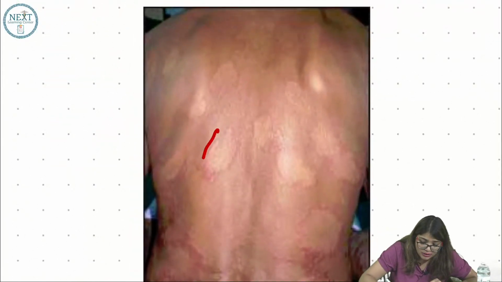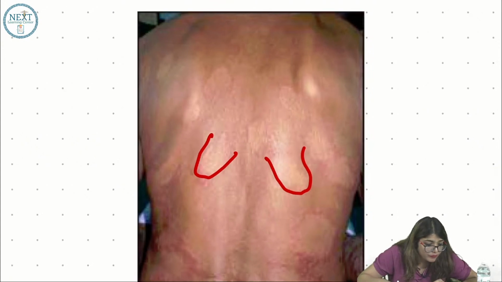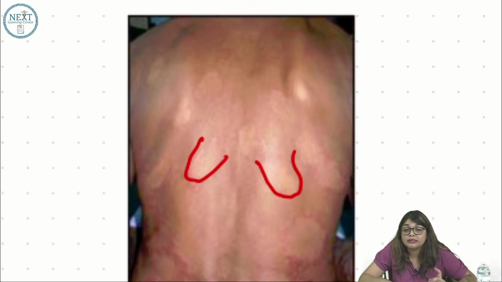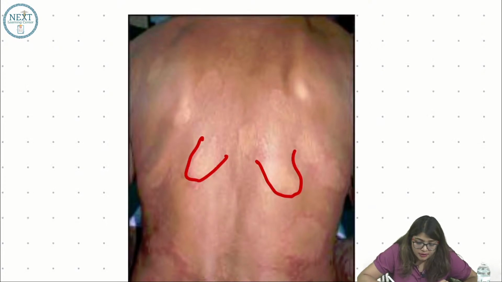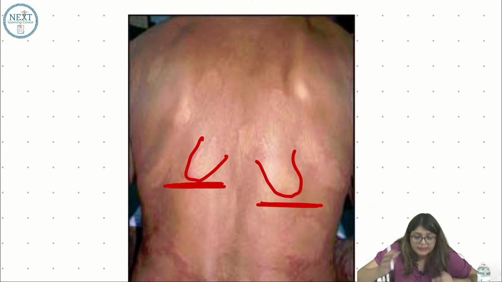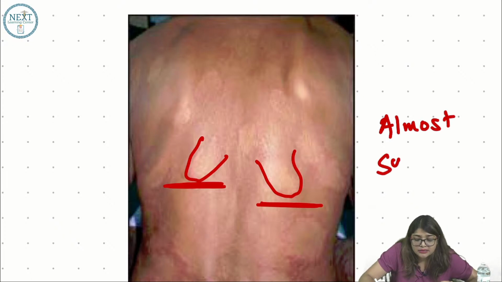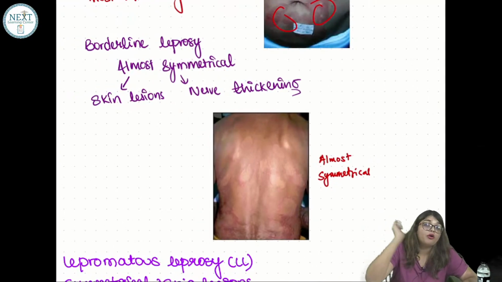Okay? And look at this. Can you see these two lesions? Can I call them symmetrical? Symmetry means they should be the exact replica of each other, but you can see one is on the top, one is on the bottom, but they look almost symmetrical. So if any question mentions almost symmetrical lesions, which kind of leprosy is that? BL. Okay, that is your borderline leprosy.